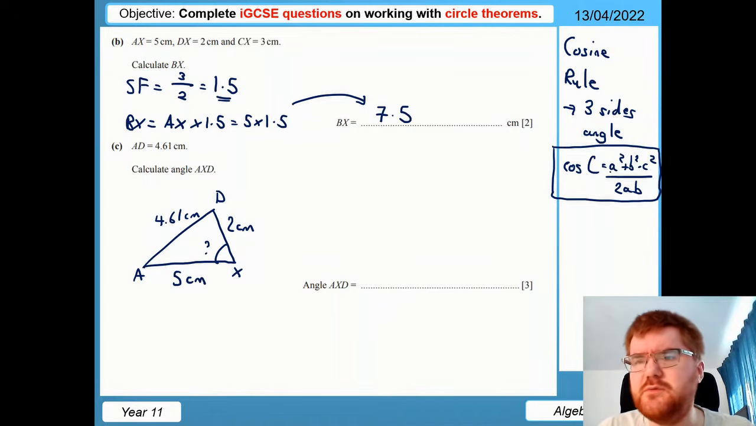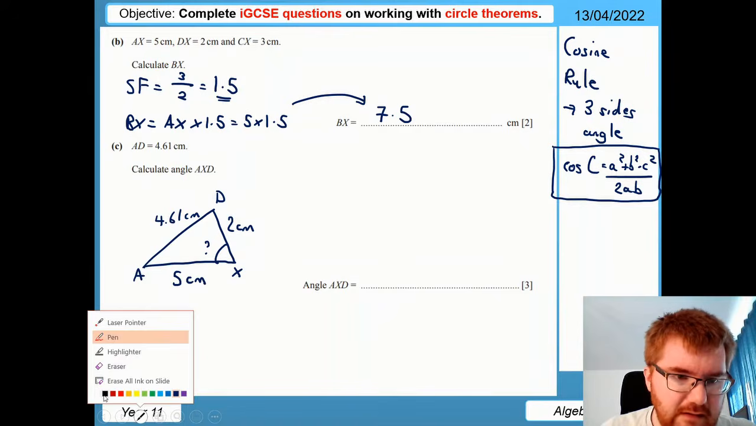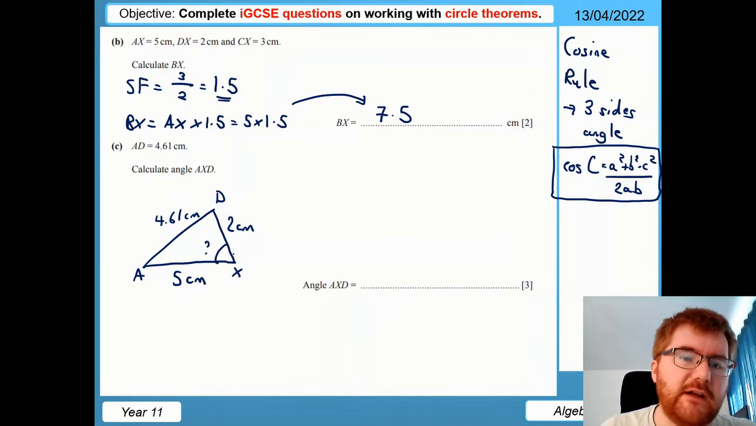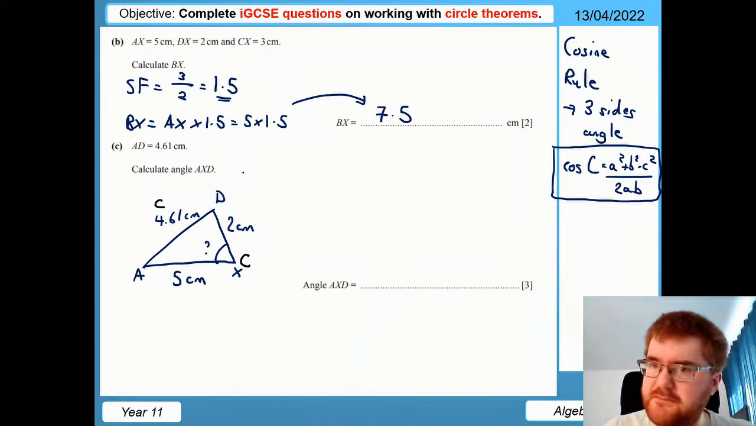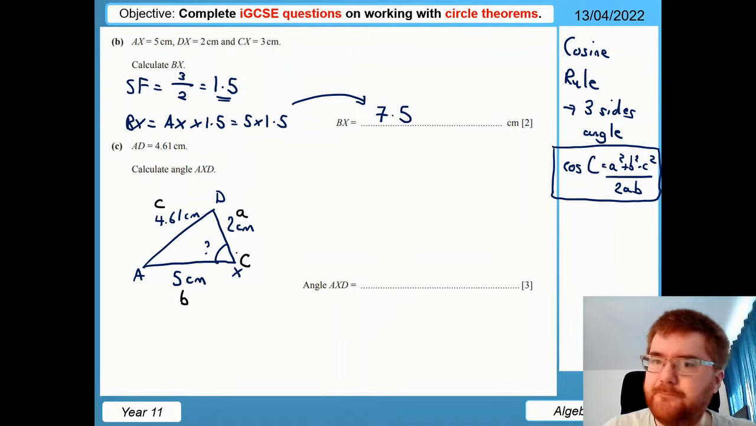Now, the question is, what do these a, b, and c represent, which is a very fair question. So let me just label up the sides and angles. The angle we're looking for is going to be my big C. The side opposite that angle is going to be small c, so they always have to be related. And then the other 2 sides, it doesn't matter which way round we label them, are going to be our A and B. And once I know that, then I can just put this straight into the formula.